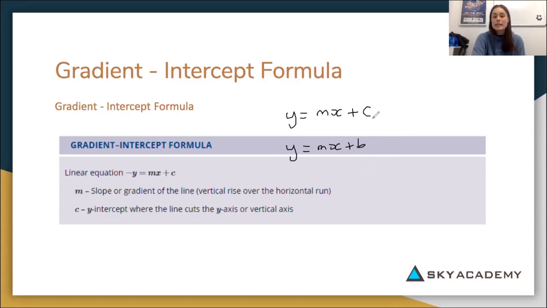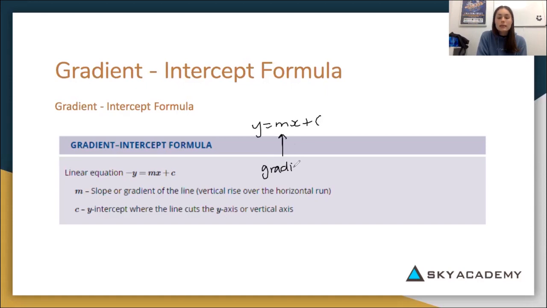So we have y equals mx plus c, where m is our gradient. So the letter or the number before x is going to be our gradient, and the number or the letter C is going to be the y-intercept. So what is our gradient and what is our intercept? Well, let's have a look.